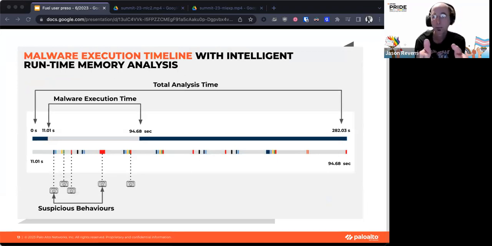So here's a visualization of the intelligent runtime memory analysis. AWF's IRMA captures memory snapshots during, like I said, interesting events, such as an API call that might be suspicious or indicative of suspicious behavior. These individual memory snapshots are building a memory snapshot timeline that can be used to review the memory of the system at various points in the analysis.